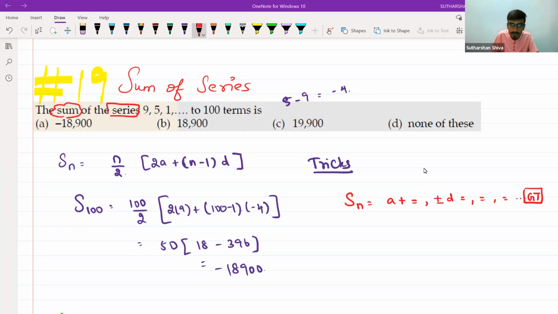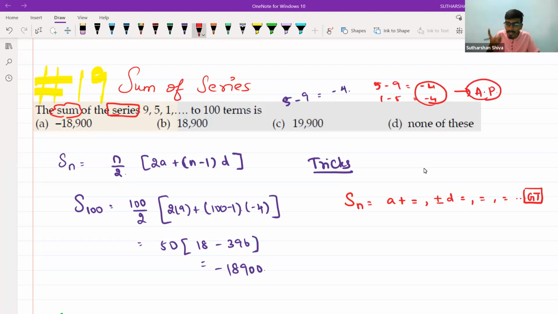When they are asking about the sum, it simply means nothing but series. When it is a series, there are two things, whether it is an AP series or a GP series. You need to identify the differences. Okay, 5 minus 9 is what? Minus 4. 1 minus 5 is what? Minus 4. So I will identify my entire sequence will be in the form of AP.